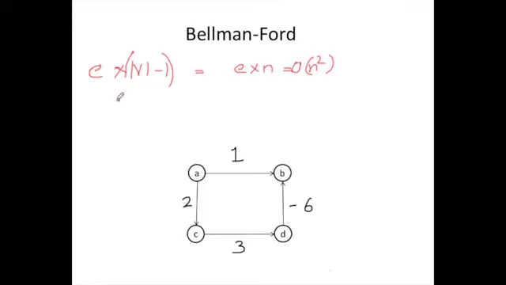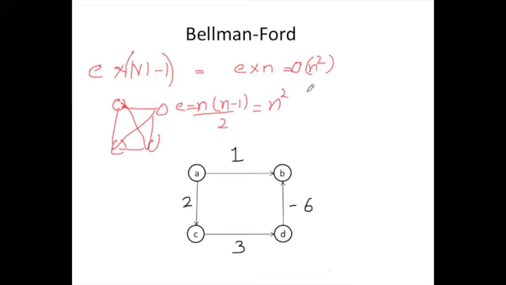And sometimes there is a complete graph, let us say the graph is like this. In a complete graph we know that the number of edges will be equal to n into n minus 1 by 2. So this will be n square edges. Then the time complexity will be E into n, and E itself is n square. So n square into n will be n cube. So the time complexity of Bellman-Ford in case of a complete graph will be order of n cube.